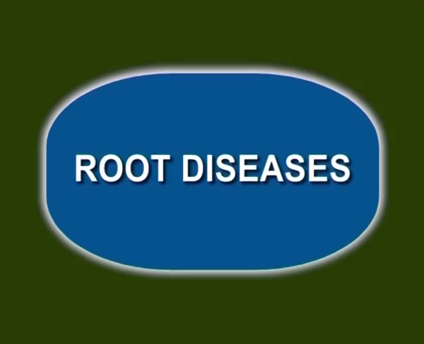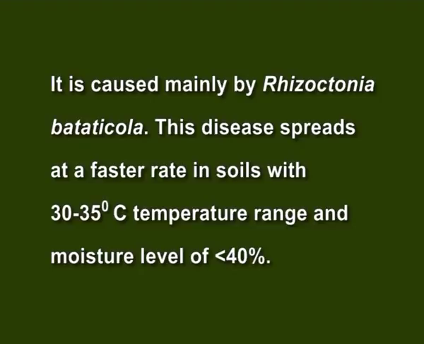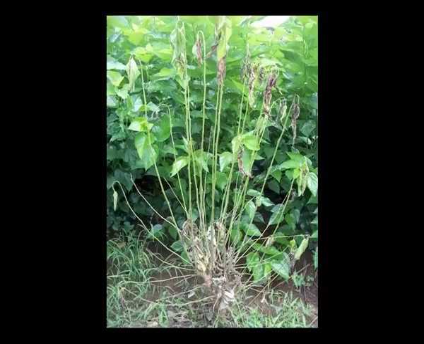Root diseases. Number 1. Root rot. Due to its epidemic nature and potential to kill the plants, root rot is regarded as a dangerous disease of mulberry. It is widely distributed in almost all the sericultural areas, occurring in all types of soil throughout the year, resulting in 30% mortality of plants with 14% reduction in leaf. It is caused mainly by Rhizoctonia bataticola. This disease spreads at a faster rate in soils with 30 to 35 degree centigrade temperature range and moisture level of less than 40%. The disease is characterized by sudden wilting of leaves followed by withering, decaying of roots and death of the affected plants.